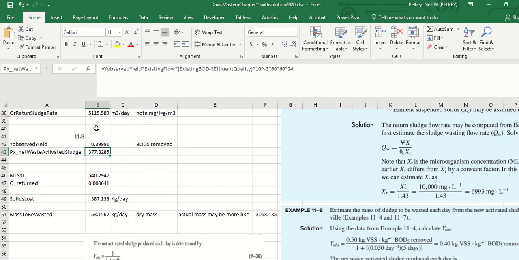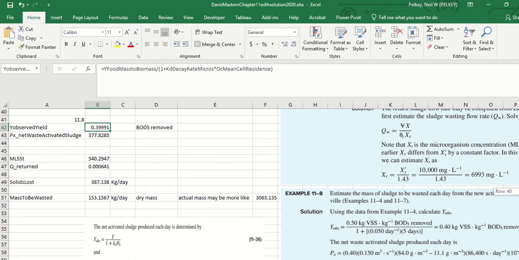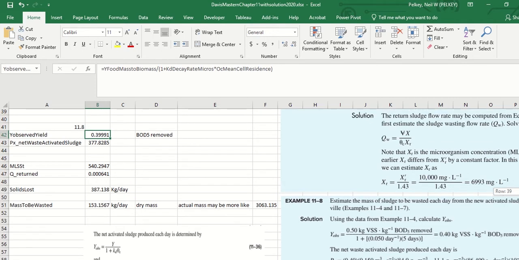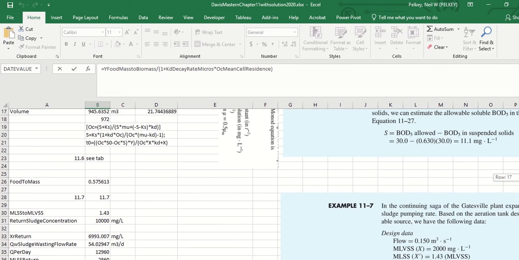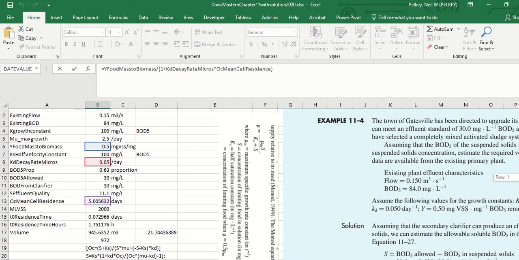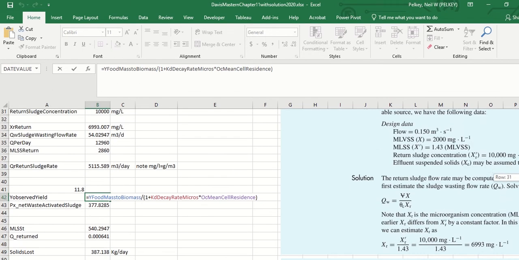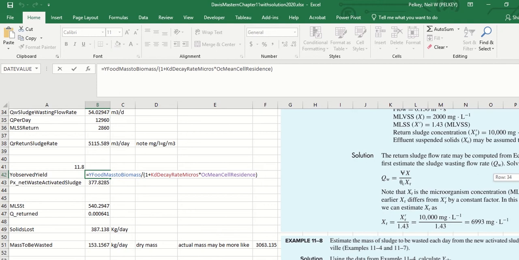You see here in 11.8, if you look at 11.38, that's the Y observed. Yield is our initial Y over our 1 plus our wasting rate times the residence time. And those aren't anywhere near here. I could have stuck them here, but they go all the way back up here, which is our 0.5 and 0.05 in our decay rates per day. Our mean residence time is 5 days. And so we have the information that we need to complete that, our three variables.